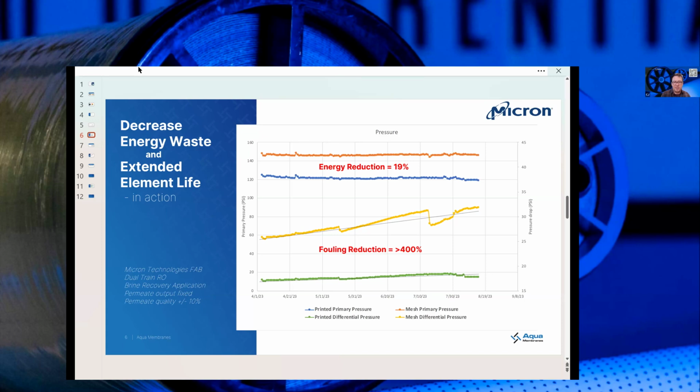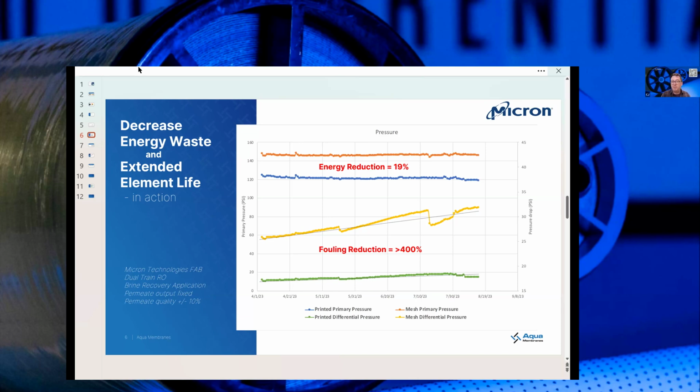It's a reject recovery system. So it's taking brine from different parts of the plant and recovering water back to the front to reduce the water footprint. And what the goal was here was to reduce the energy consumption.